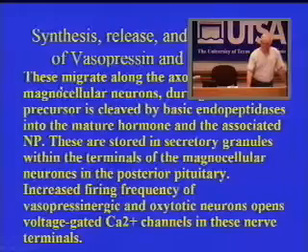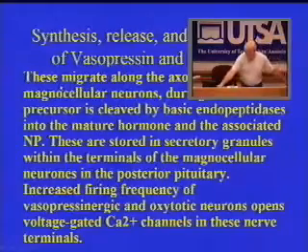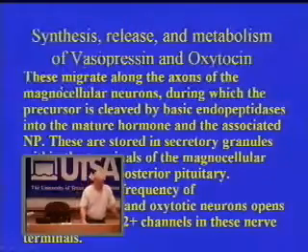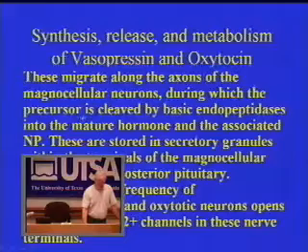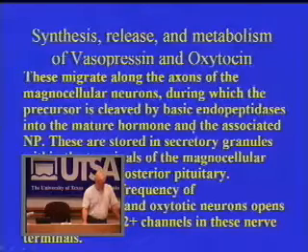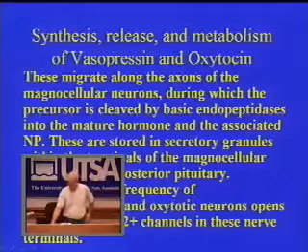These vesicles will migrate along the axons, as we said, down to the posterior pituitary. During that migration, the precursor is cleaved by basic endopeptidases, basic referring to the basic amino acid residues, lysine, lysine, lysine, arginine, into the mature hormone and the associated neurophysin. And they're stored in the secretory granules in the posterior pituitary.